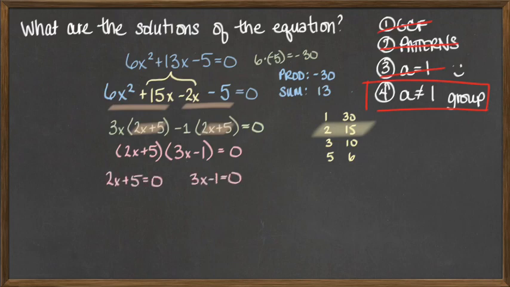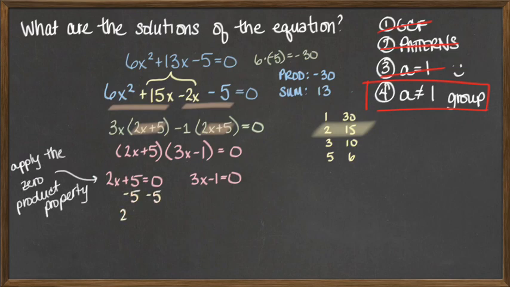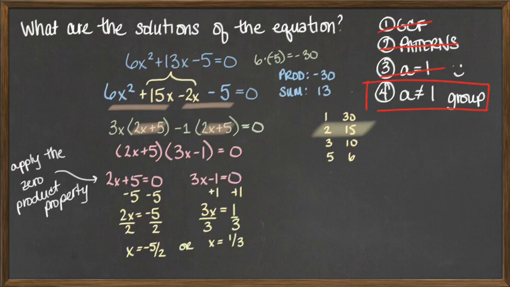I apply my zero product property and solve the linear equations that I've just created. In doing so, I arrive at the results of x equals negative 5 over 2 and x equals 1/3. Those are my solutions.